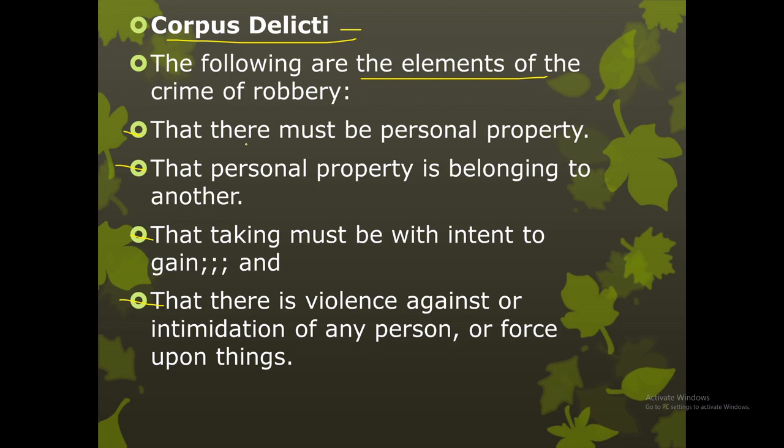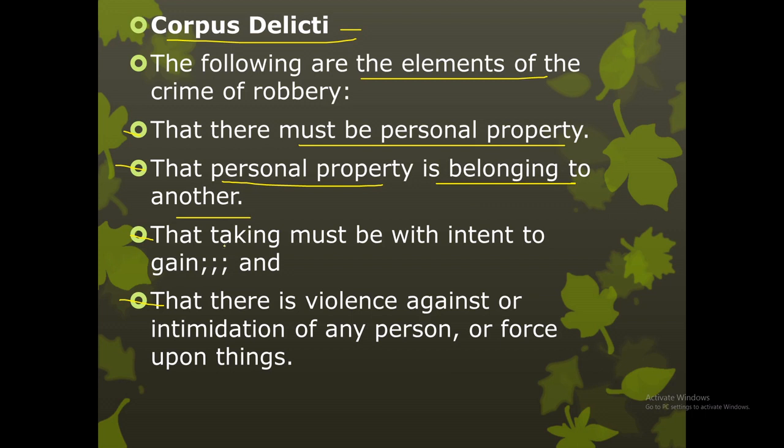Now, first element, there must be a personal property. Again, pag sinabi nating personal property, ito yung mga properties that is movable. Pwedeng ilipat sa iba't ibang lugar. That is personal property. For example, wallet, cellphone, jewelries, cash. So, that is personal property. Pangalawa, that personal property belonging to another. Hindi mo pagmamay-ari o pagmamay-ari ng iba yung bagay na yon.